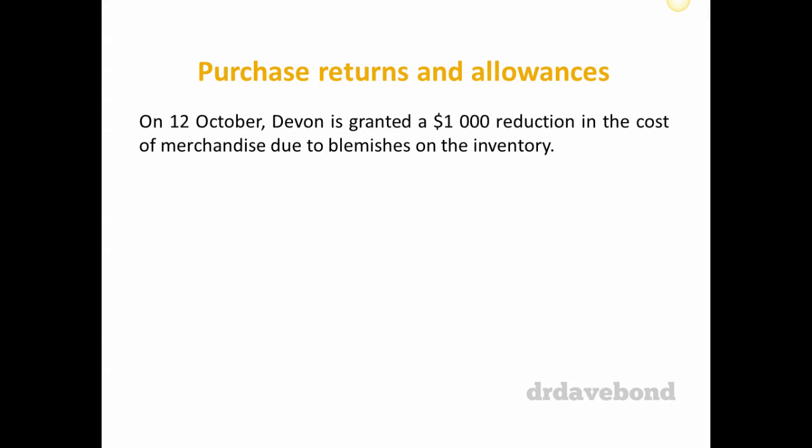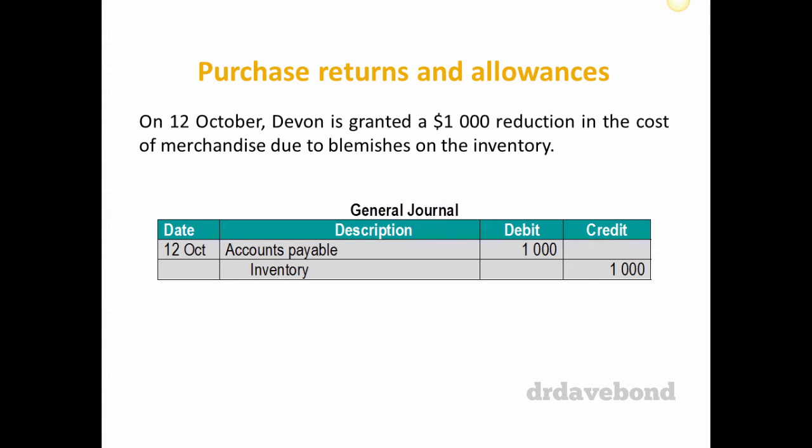On the 12th of October, you sold me some dodgy inventory. It wasn't great. There were some problems with some of it. So you're saying, well, you don't owe me, you don't have to pay me $20,000 anymore. You only pay me $19,000. That comes off the cost of the inventory. So we get to reduce the inventory value based on that. And I only owe you $19,000.